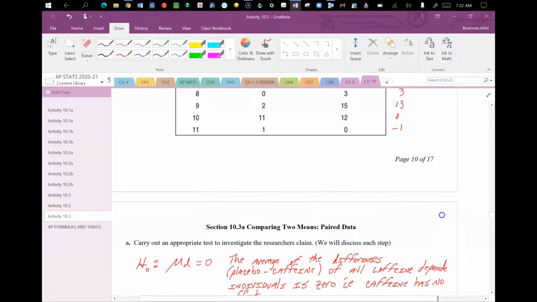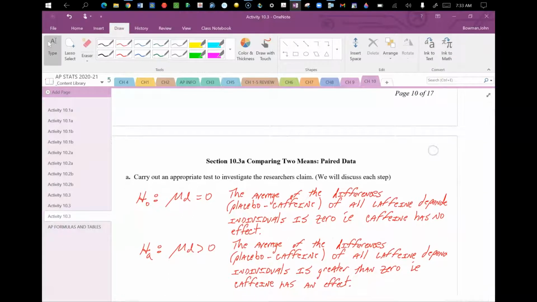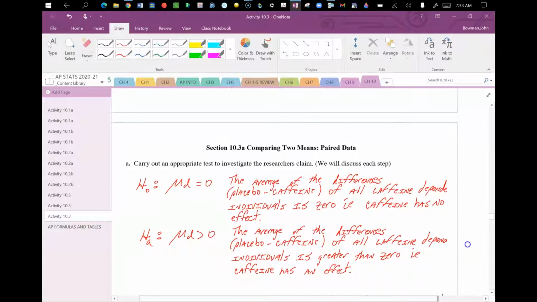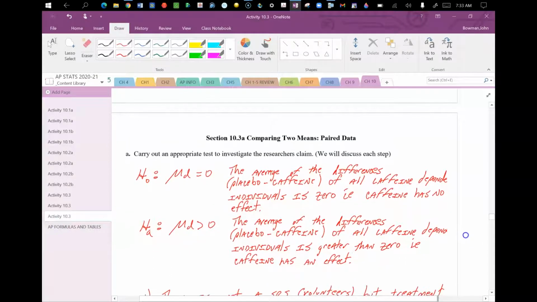So first of all, we're going to write out our null and alternative hypotheses, and I am using mu subscript d to indicate it's the mean of the differences. So if there was no difference in the effects of the placebo and the caffeine, the mean of the differences for the entire population should be 0. So that's why the null hypothesis is mu d equal to 0. The average of the differences, placebo minus caffeine, of all caffeine-dependent individuals is 0. That is, caffeine has no effect.